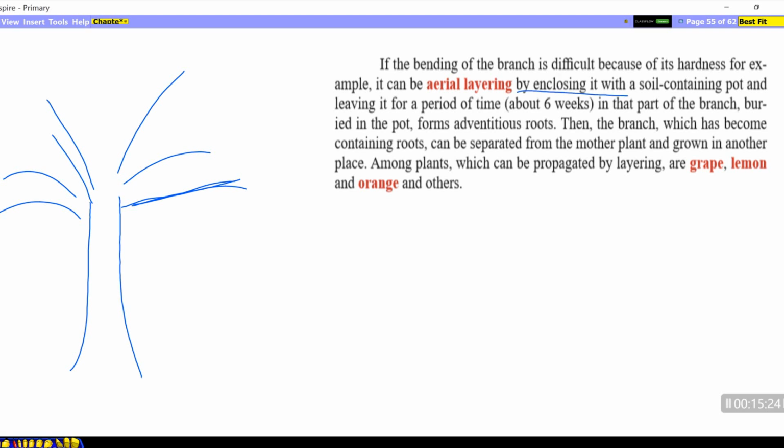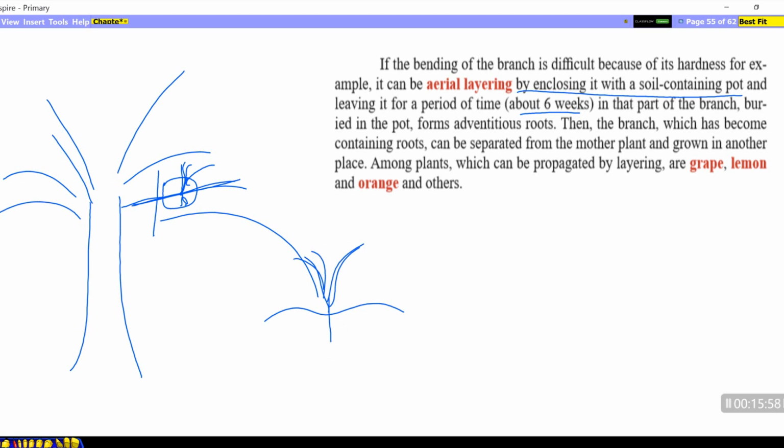So, by enclosing it with soil, a branch of the plant is covered with an amount of soil in a pot or on a plastic bag. Water is given to the plant for about 6 weeks. After 6 weeks, at the node position, it starts to produce roots and new leaves. As roots and leaves form, it can be cut from the mother plant, transplanted into soil, and it grows into a new plant.